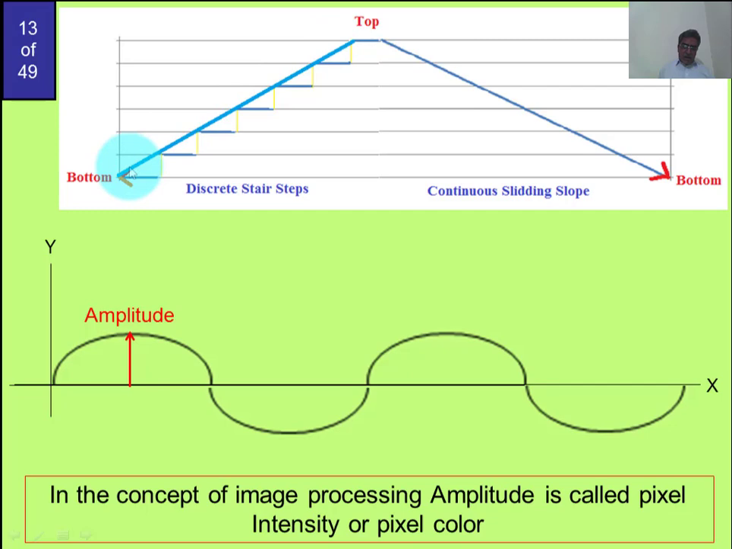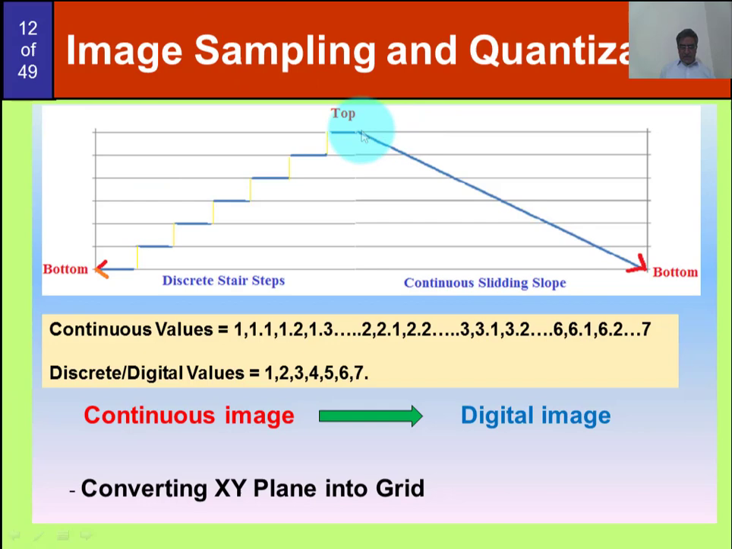This line has so many points. You may say that there are infinite points in this line, but these 7 points of this continuous line are called the digital points, while the whole line belongs to continuous values or continuous points. So here you observe the continuous line, which is a sliding side, and this is the example of continuous values, and this side is the example of digital or discrete values.